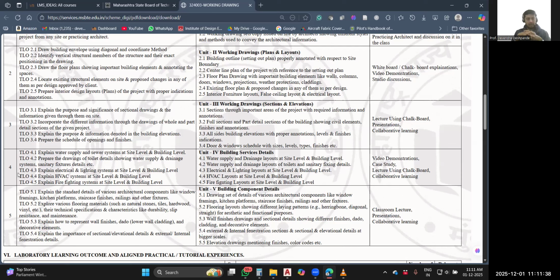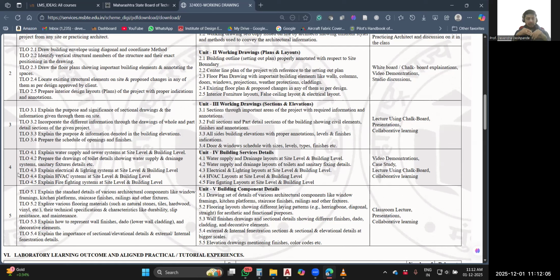The next TLO is to explain electrical and lighting system at site level and building level. So there we are going to draw the electrical and lighting layout at site level also and at the building level also, because we will require site lighting inside and outside the building as well in order to function, take out the general functions within the site.